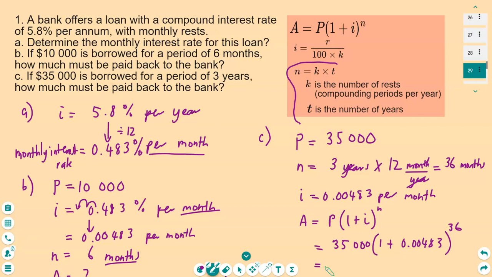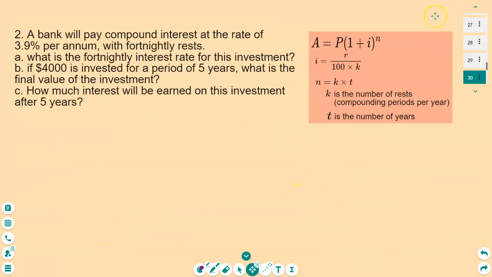1 plus 0.00483 to the power of 36. That gets me $41,629.52. That's how much they must pay back to the bank if they're borrowing $35,000. So about $6,000 in interest. $6,000 down the drain to the banks. Next question.